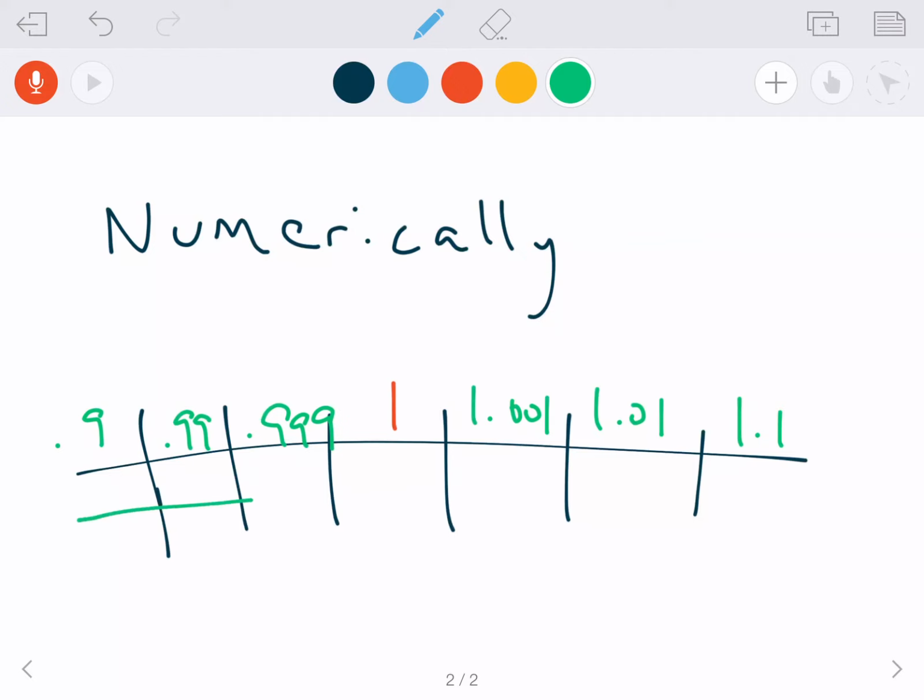But what you're looking for is what number are we getting close to from the left and the right? If those numbers don't match, then we know that the limit does not exist. If those numbers match, then we can say what that limit is. So there's numerically, and that's when you have to have a calculator.